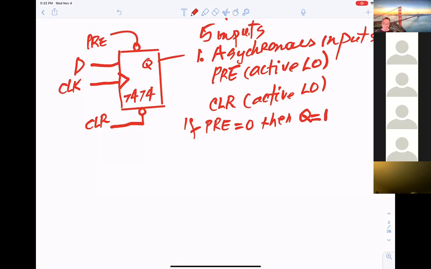The reason why they have this type of input is that everything inside the circuitry will be working with the clock. However, sometimes they want to set the output to a logic 1 or logic 0 without the clock, and they can do it. Remember, preset or set, that will be the same thing. PRE equals 0, then Q must be 1.